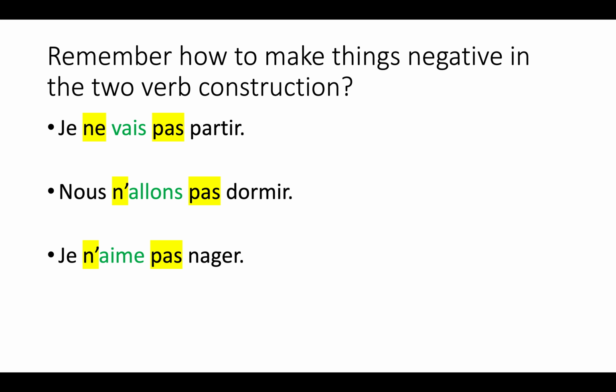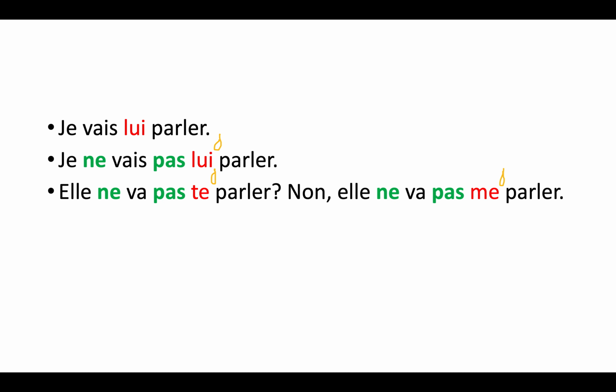Okay, now what did we learn about where the object pronoun goes in the two verb construction? Nothing changes. The object pronoun still goes before the infinitive. So, je ne vais pas lui parler. Elle ne va pas te parler? Non, elle ne va pas me parler.